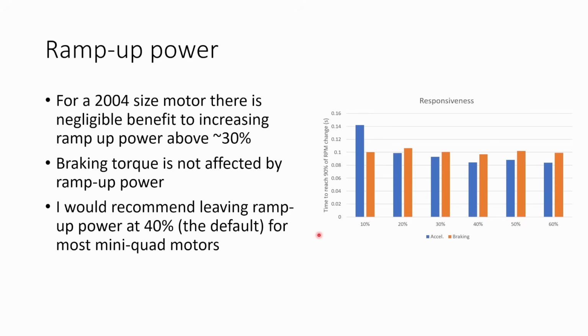I think motors around that 2004 size, so 2207, 2306, but also 1806, 1505, that sort of size, they are all probably going to do best with 40% ramp up power.